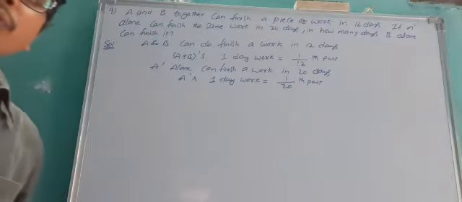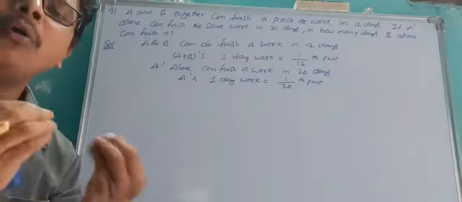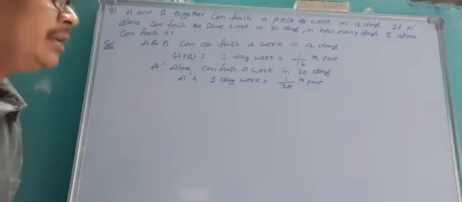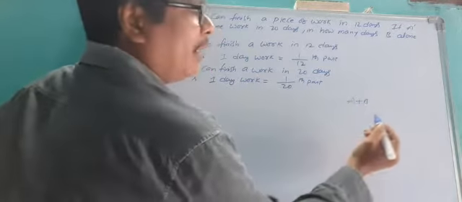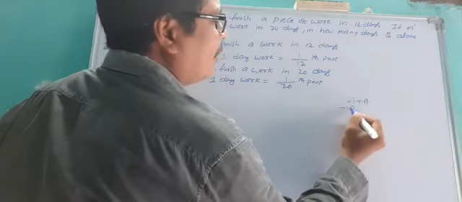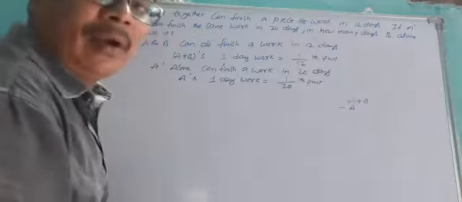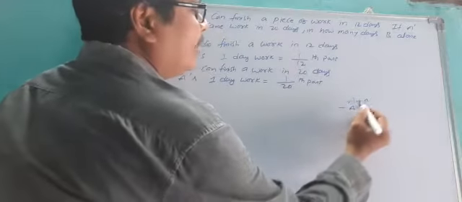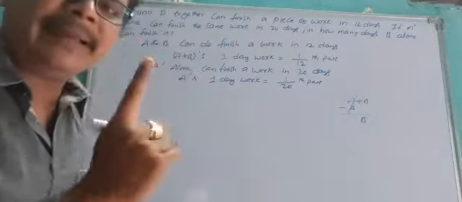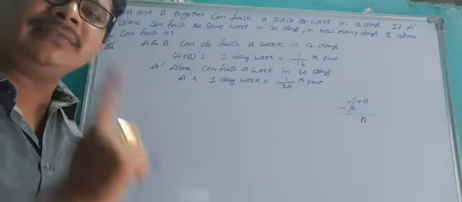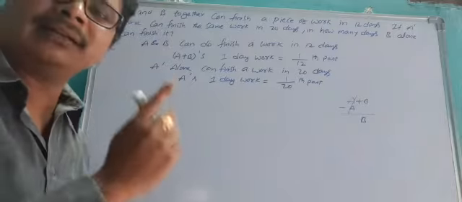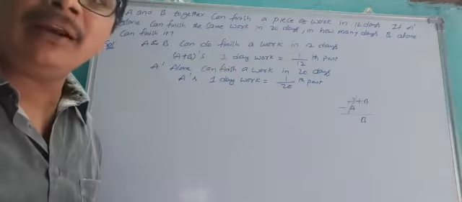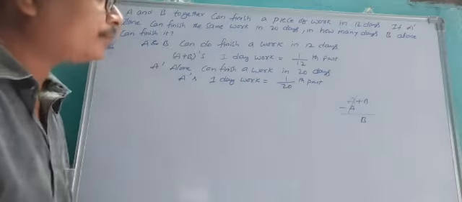But what do you want? You want to find in how many days B alone can finish the same work. Very simple question. You have to subtract: A plus B's 1 day work minus A's work. Both A's cancel, and you get B's 1 day work. With the help of that work, we have to find out how many days B alone takes to finish the work.